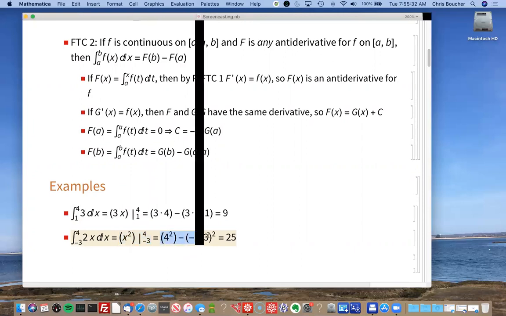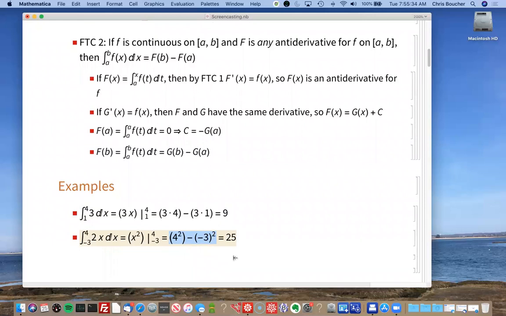Do the evaluation, right? 4 squared minus -3 squared. And that comes out to 16 plus 9, which is 25. Wait a minute here. I didn't do that right. 4 squared, so let's fix this. 4 squared is 16 minus -3 squared is -9, and that comes out to be 7, right? Okay, so there was a little error there that we've now fixed.